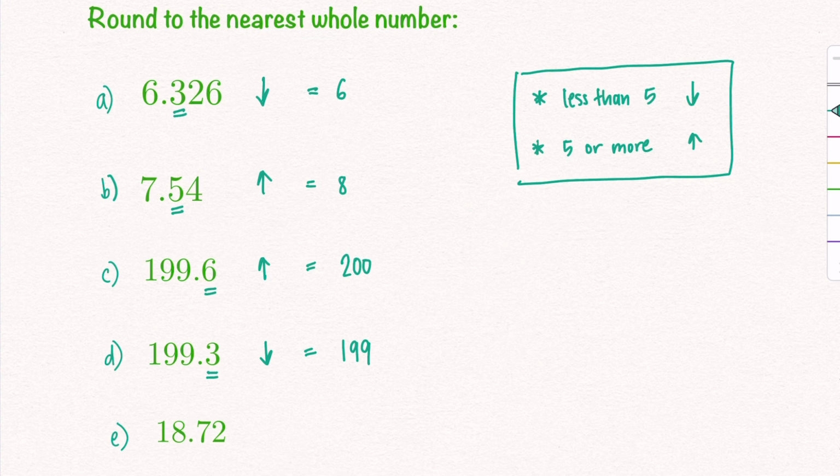199. Last one, if we have 18 and 7200ths, then the digit after the 1 being rounded is 7, and 7 is 5 or more, so we have to round up. So the 18 and 7200ths rounds up to become 19.